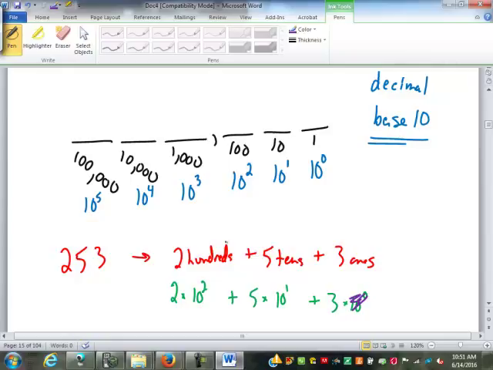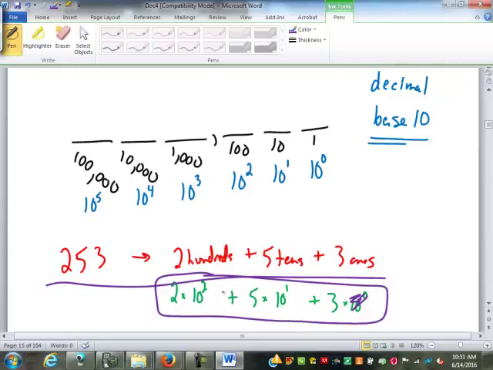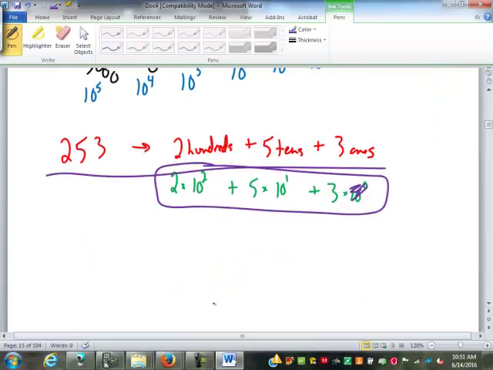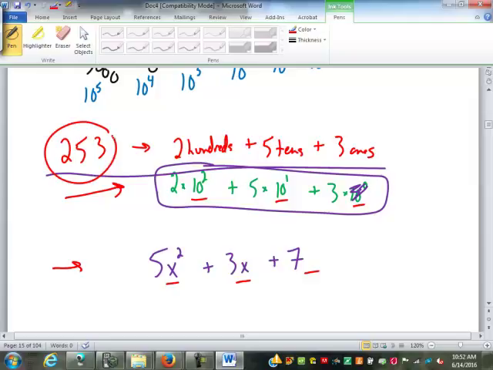I know this here is review, but the reason I point that out is when we look at algebraic numbers, they take on exactly the same form. We can have 5x squared plus 3x plus 7. Notice now the place values, instead of being powers of 10, are powers of x. This is just a number written out in expanded form like that. So the way you work with it is exactly the same way you would work with 253.